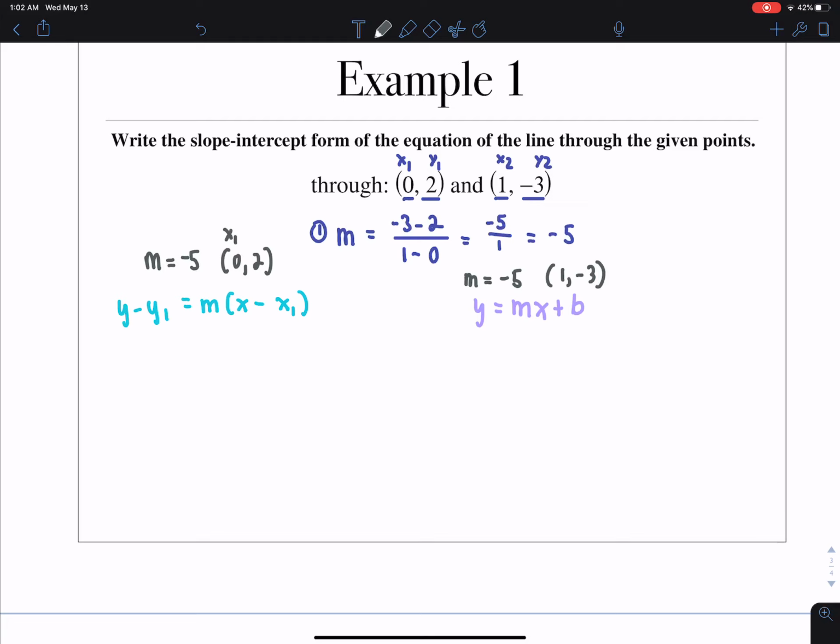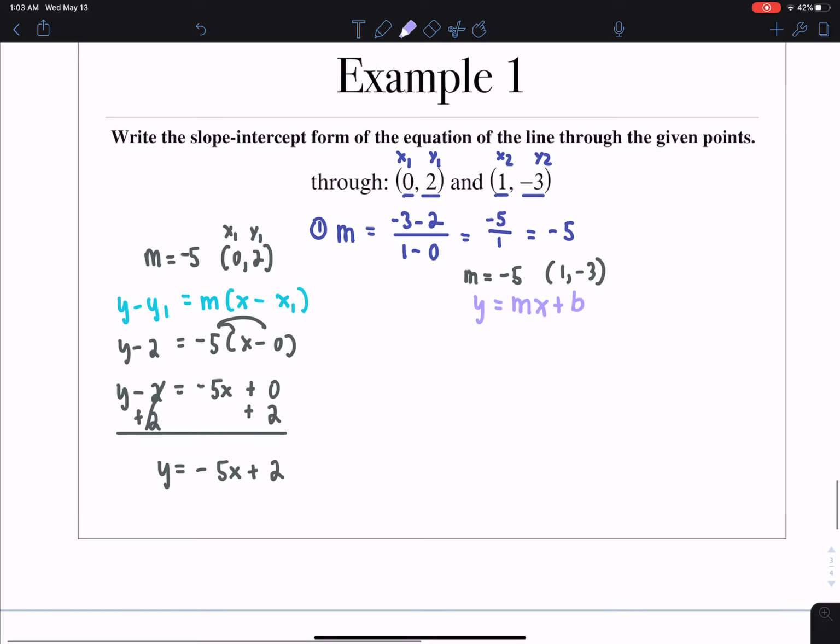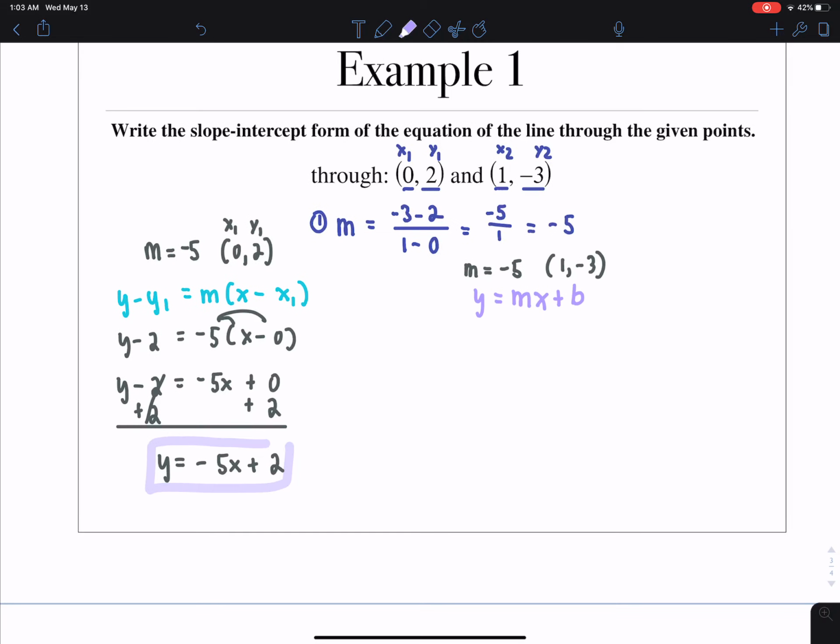So in this case, we have x1 and y1. So this is going to be y minus 2 equals -5 times x minus 0. So with point slope form, we have to distribute. So we have y minus 2 equals -5 times x would be -5x. -5 times 0 would be 0. And then we have to solve this for y by adding 2 to both sides of our equation. And we get y equals -5x plus 2. So there's our equation of the line in slope-intercept form.